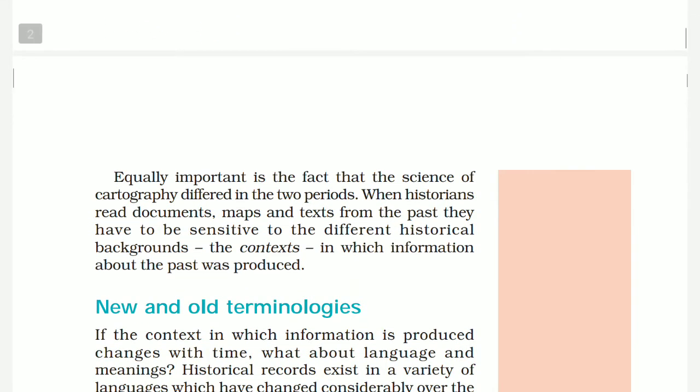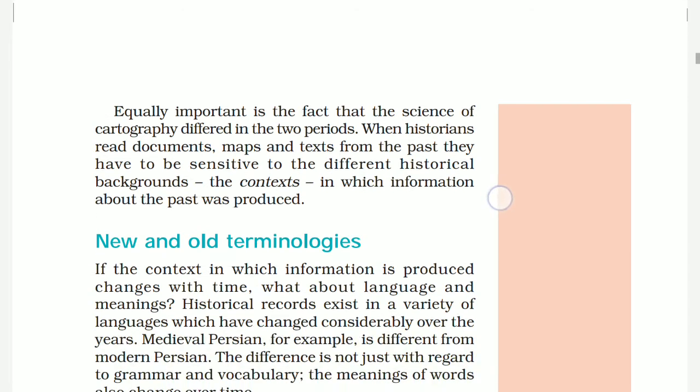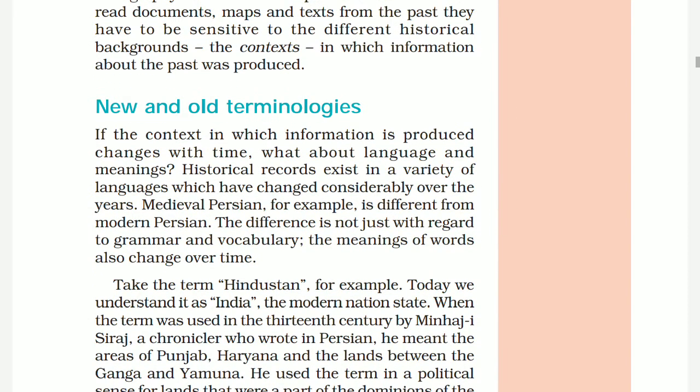Equally important is the fact that the signs of the cartography differed in the two periods. When historians read documents, maps and texts from the past, they have to be sensitive to the different historical background, the context in which the information about the past was produced. So though the area was the same, both the maps differ. Right? So historians, when they are putting information together, they need to be very careful about it.